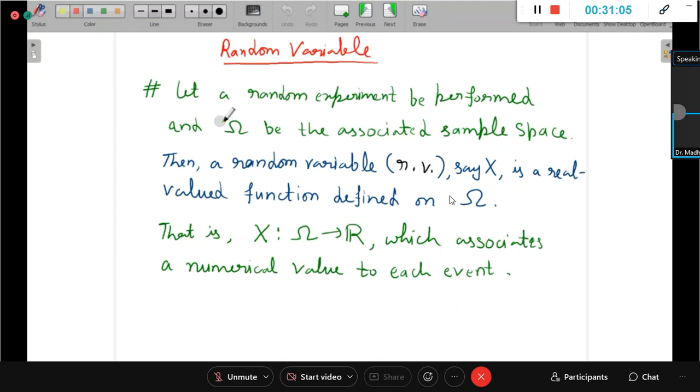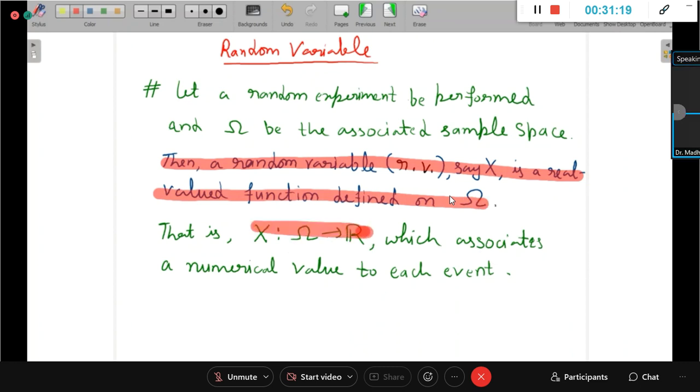Now let's call it formally. Let a random experiment be given and omega be the associated sample space. Then a random variable, say X, is a real valued function defined on omega. That is, X from omega to R, which associates a numerical value to each event. It's very clear.